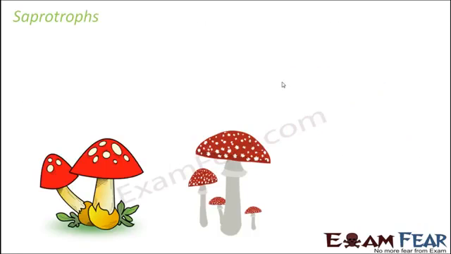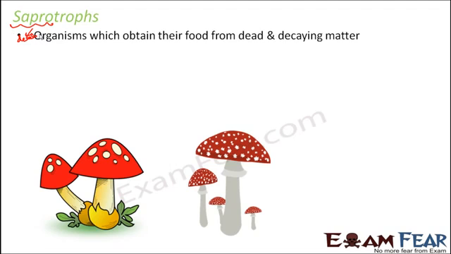Now we are going to talk about the saprotrophs or the saprotrophic nutrition. What does the word sapro mean? Sapro means something which is dead or decayed. So these organisms obtain their food from dead and decaying organisms. The dead bodies are being eaten by these saprotrophs.